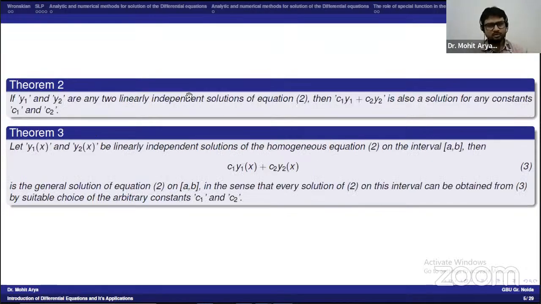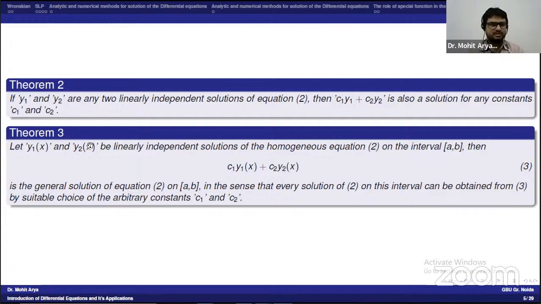The next theorem we will study: if y1 and y2 are two linearly independent solutions of equation 2, which we have studied in the previous slide as a homogeneous second order differential equation, then the linear combination of y1 and y2 is also a solution for any constants c1 and c2.